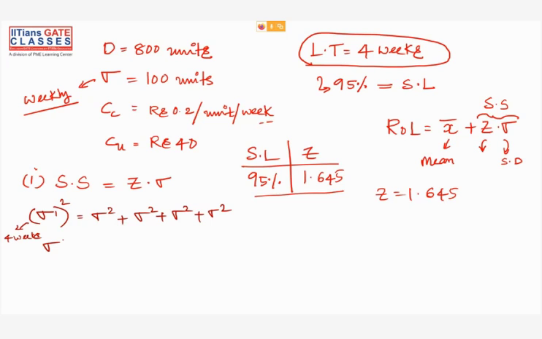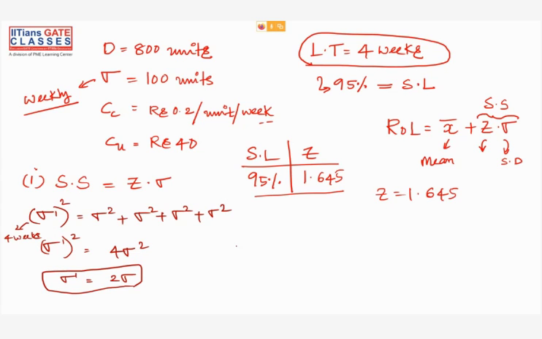So sigma dash squared is equal to 4 sigma squared. So that is like what? Sigma dash is equal to 2 sigma, right? This is your sigma for 4 weeks. Now you have to utilize this sigma for calculating your safety stock.